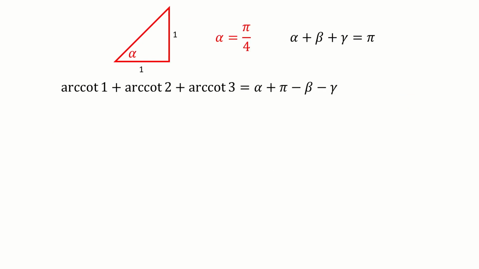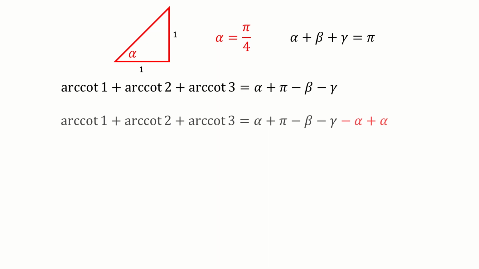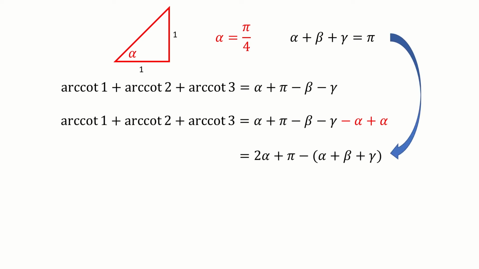Here I summarize the information we got so far. Here we play a trick by subtracting alpha and adding alpha. Then we group them in this way. And we know the sum alpha plus beta plus gamma equals pi. So we plug in and replace this term. So we got here, the pi cancels out and the final answer equals 2 alpha. And we know alpha equals pi over 4. So after we plug in, we got the final answer, which is pi over 2.